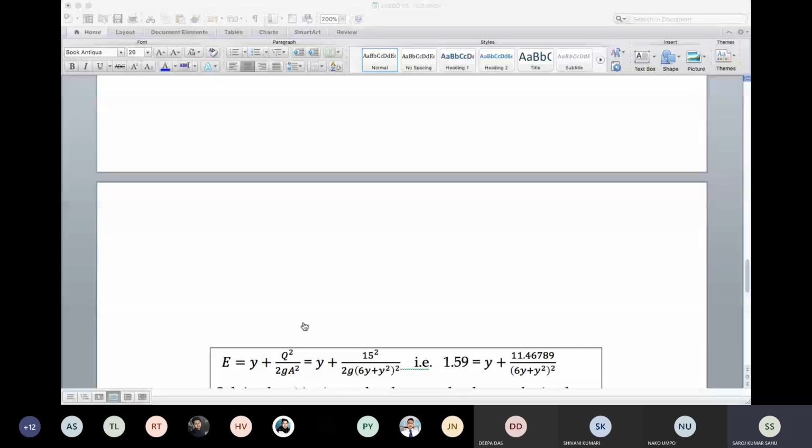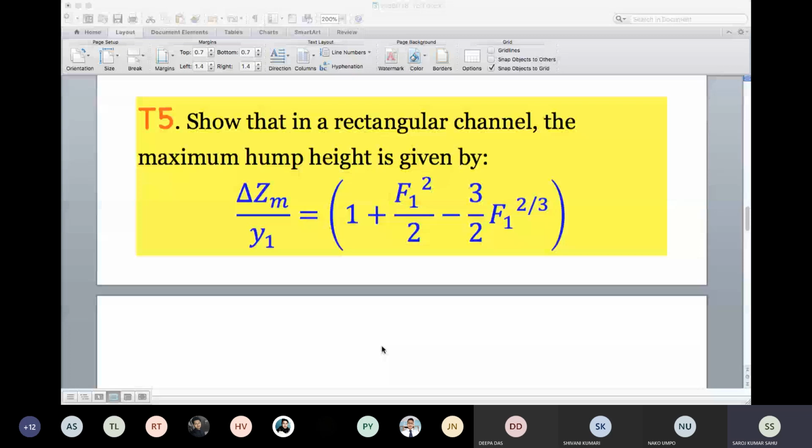Try to derive this expression in a rectangular channel so that the maximum hump height is given by this.